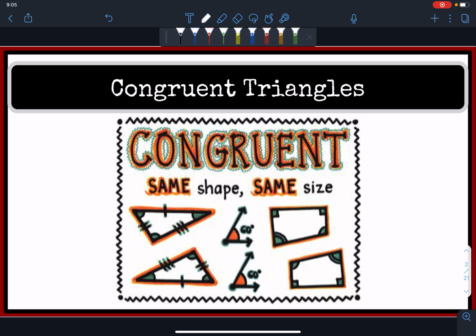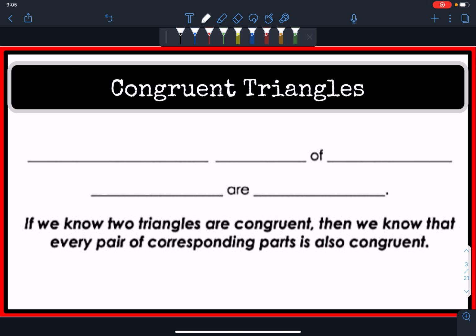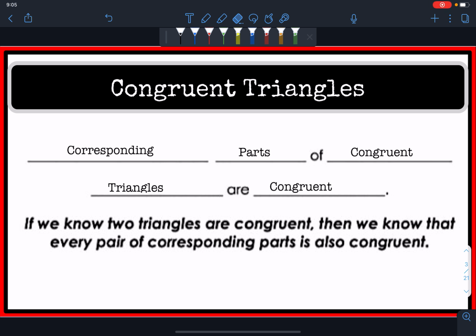Now with triangles, there's something special and unique that is true with other shapes as well. With triangles we discuss what's called CPCTC, which means that if we have corresponding parts of congruent triangles, then those corresponding parts are going to be congruent as well. This is true with other shapes too, but in this video we're going over only examples of triangles.